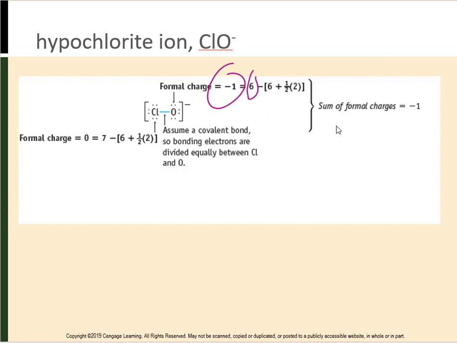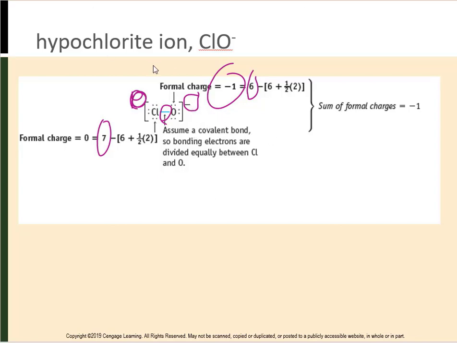Now looking at chlorine, chlorine has 7 valence electrons. Again, there's 2, 4, 6 in lone pairs and 1 bond coming off of chlorine, so half of 2 is 1. 6 plus 1 is 7. 7 minus 7 is 0. So there's a 0 net charge on the chlorine side and a -1 on the oxygen side. And remember, if it's not equaling 0, we need to equal what our ion charge is.